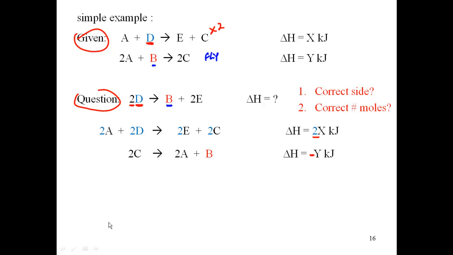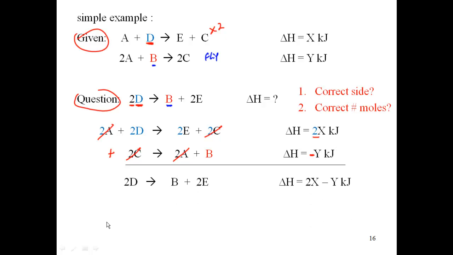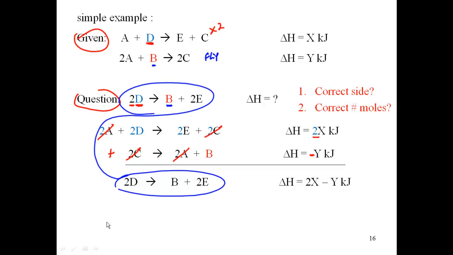Now I'll add the two equations, since I did something to every equation. Add them up and see what I get. I can see that my 2A's cancel. My 2C's cancel. I can see then I'm left with 2D goes to B plus 2E. The question is, is this the same reaction that I'm trying to look for? And the answer is yes.